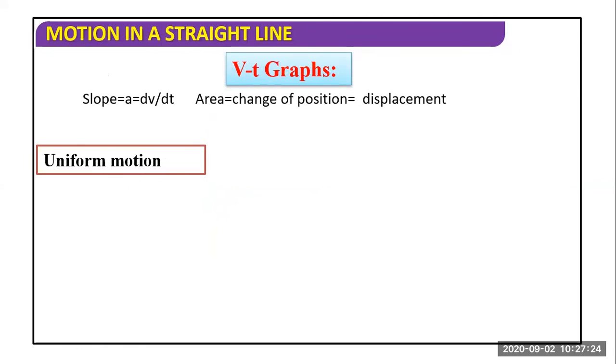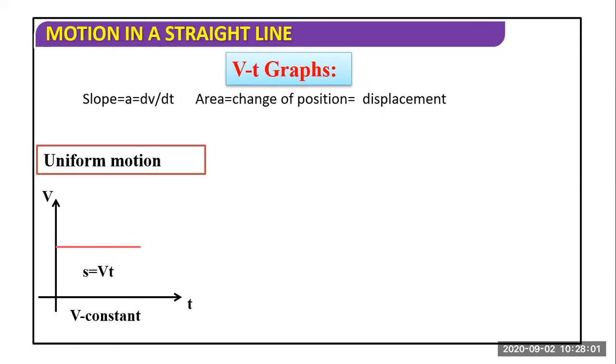And what about area of VT graphs? Area of VT graph gives the change of position. Area means what? Integration. So integration of velocity with respect to time gives the change of position or displacement. So the conclusion is slope of VT graph is acceleration and area of VT graph is displacement. Next we will see for uniform motion how the graph looks like.